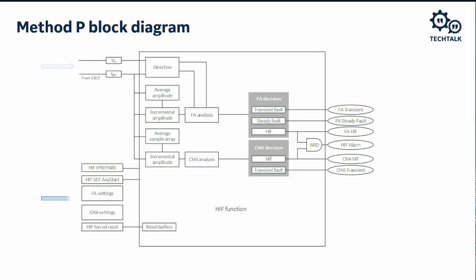Settings and reset are additional inputs to the Method P HIF function. The two paths to the output are via fundamental analysis, FA, and component harmonic analysis, CHA. For each of the FA and CHA paths, the HIF outputs are transient, arcing detected, and HIF. In addition, the FA path outputs a steady fault operand. The main output is the ANDed combination of the FA HIF and the CHA HIF outputs, called HIF alarm.